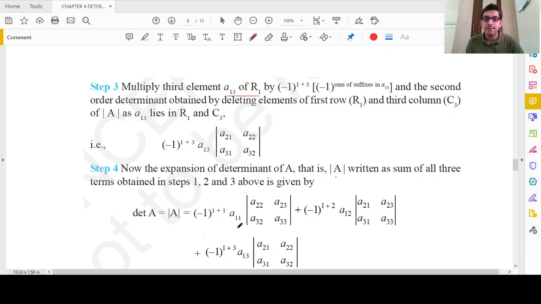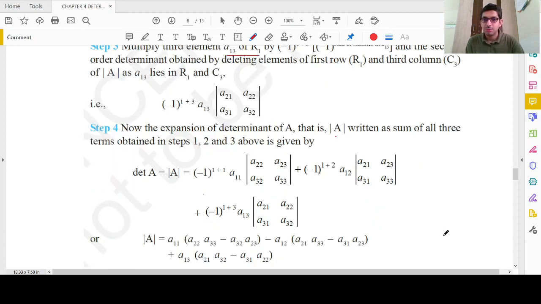This is by considering the first element, this is considering the second element, and this is considering the third element. So minus 1 to the power 1 plus 1, A11, determinant A22, A23, A32, A33. This is a second order determinant which can be expanded using product of diagonal elements minus product of non-diagonal elements. So all these can be written in a single step.